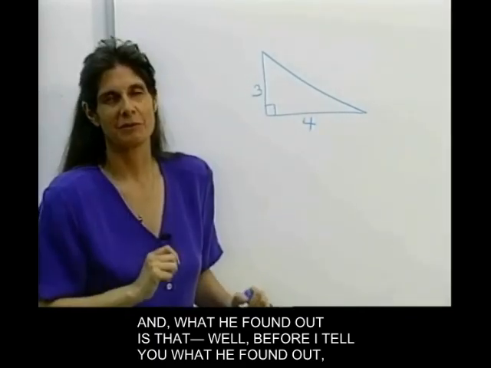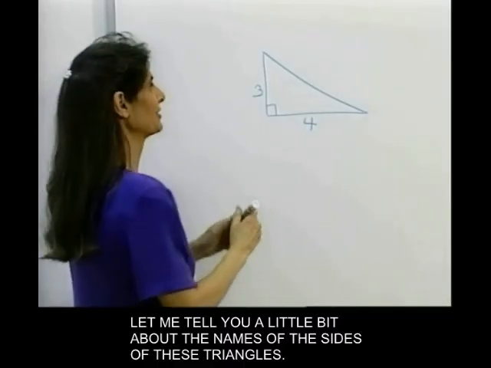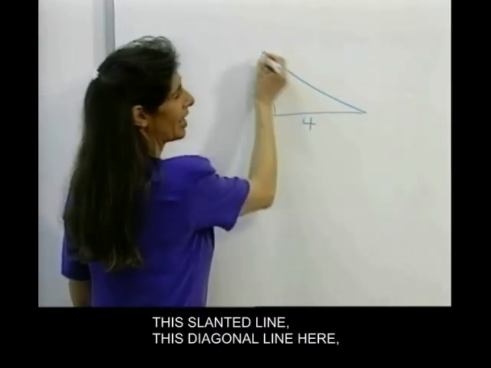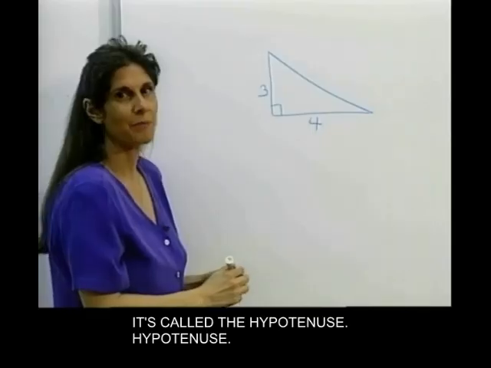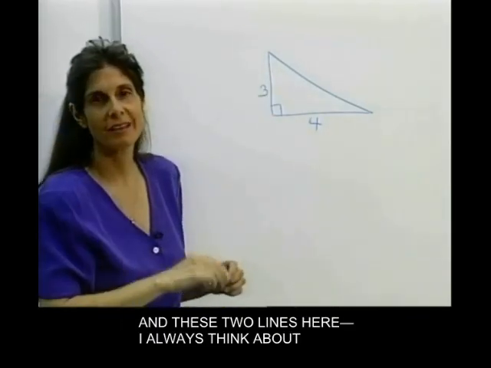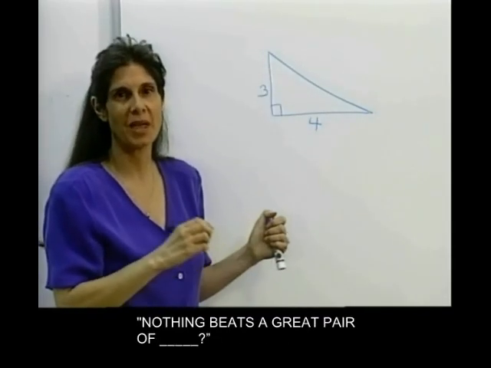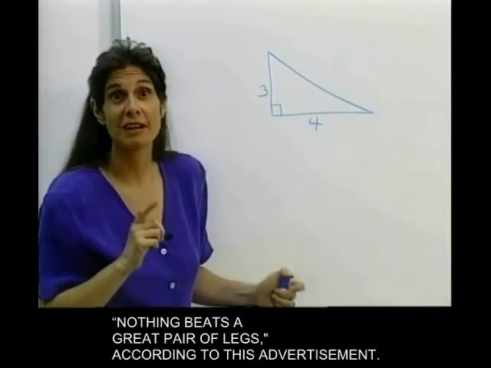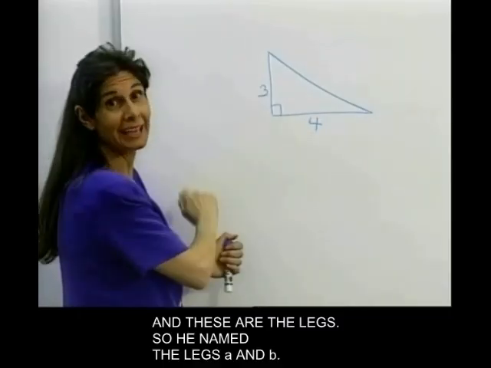well, before I tell you what he found out, let me tell you a little bit about the names of the sides of these triangles. This slanted line, this diagonal line here, is called the hypotenuse. Hypotenuse. And these 2 lines here, I always think about, there was an advertisement on TV where they said, nothing beats a great pair of legs, according to this advertisement, and these are the legs.